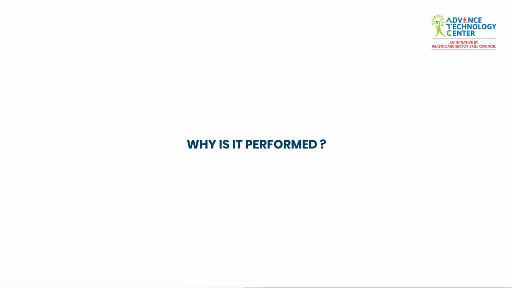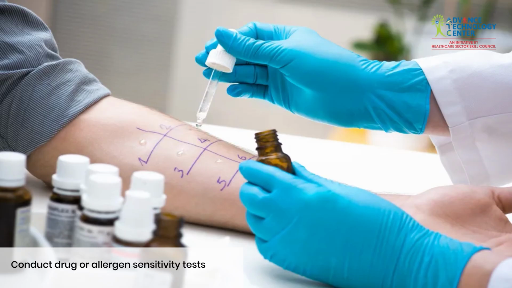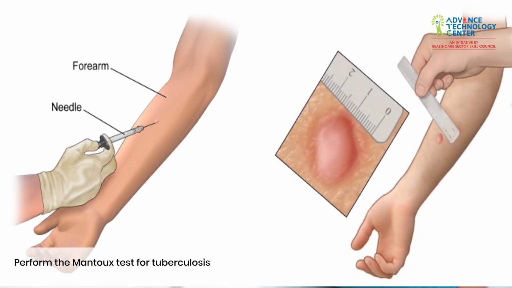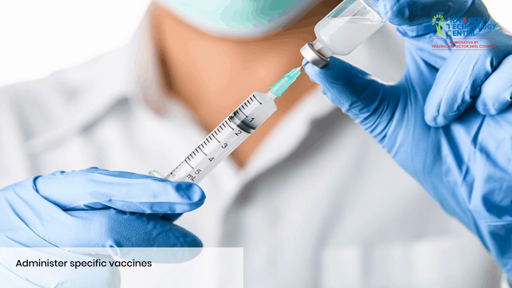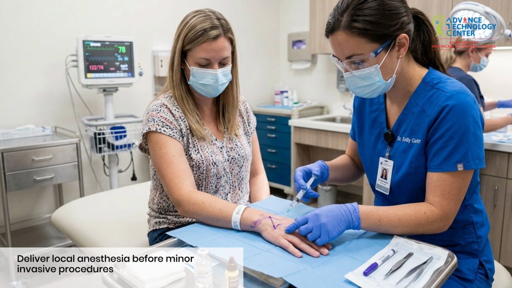Why is it performed? Intradermal injections are used for drug or allergen sensitivity testing to check for an immediate skin reaction. They are commonly used for the tuberculin skin test, also called the Mantoux test, to screen for tuberculosis exposure. Some vaccines are given intradermally, where the medicine is placed just under the top layer of skin. Intradermal injection can also be used to give a small amount of local anesthetic before minor procedures.